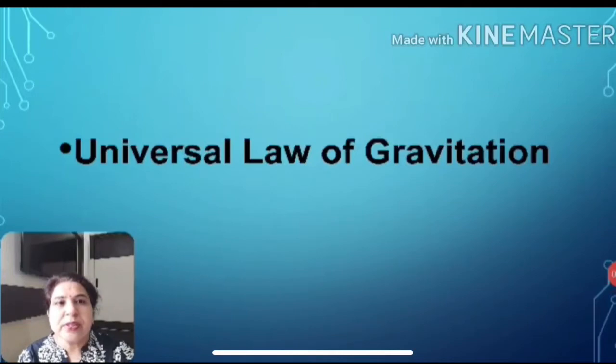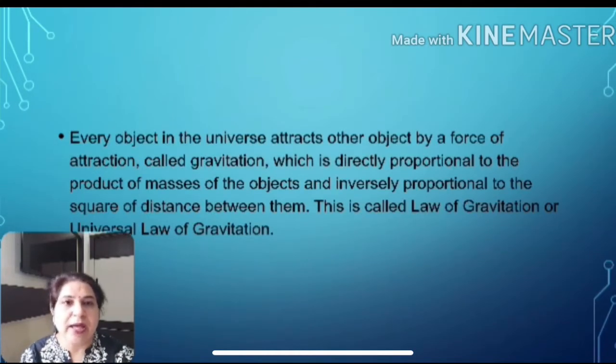Hello dear students, in the previous class in chapter 10 Gravitation we have studied the universal law of gravitation. This law states that every object in the universe attracts every other object by a force that is directly proportional to the product of their masses and inversely proportional to the square of the distance between them.